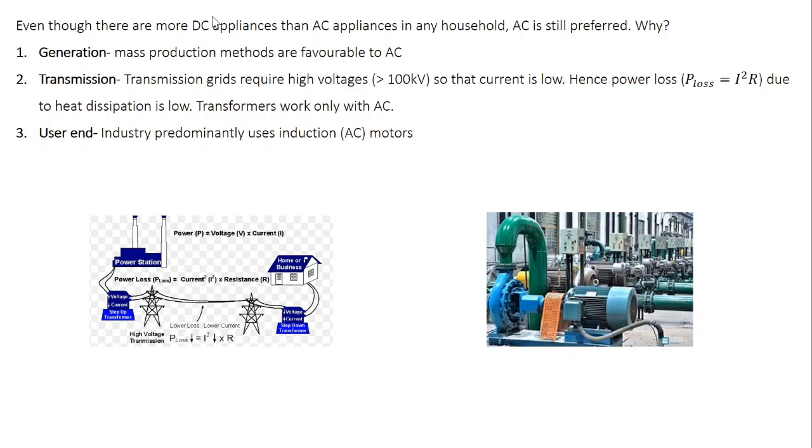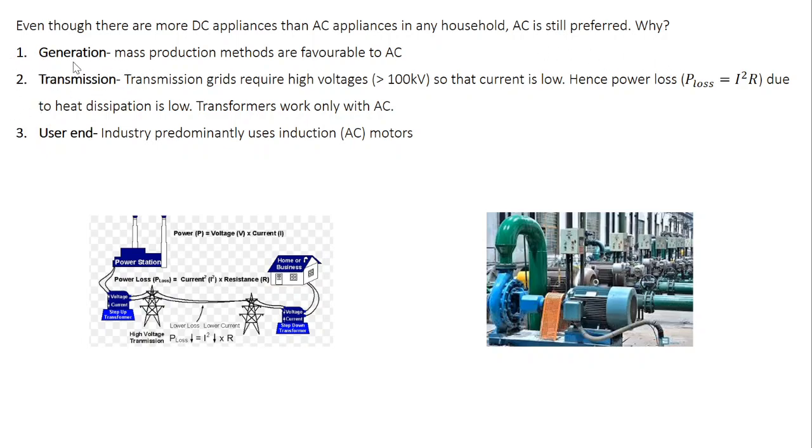So even though most of our requirement is related to DC, why is it that we still have an AC power supply? Because it makes more sense to have a DC supply using which you can directly power all the DC appliances, right? There are several reasons for this, why AC is preferred over DC. The three major reasons are listed here.